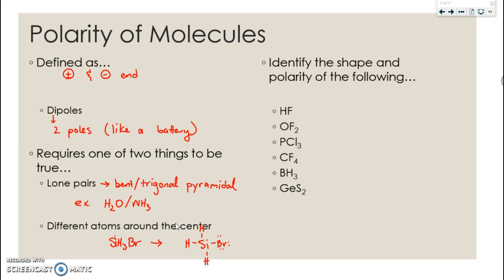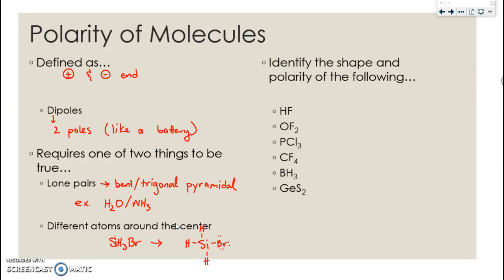To determine the polarity of molecules, one of two things must be true, or both, potentially, but at least one. They either have to have lone pairs on the center, so the two shapes bent and trigonal pyramidal are always polar, or they have to have different atoms around the center, as in this example, the SiH3Br. If they are different, they are polar. If they are the same, they are what we call nonpolar. So we discussed that at the very, very beginning of the chapter as well.